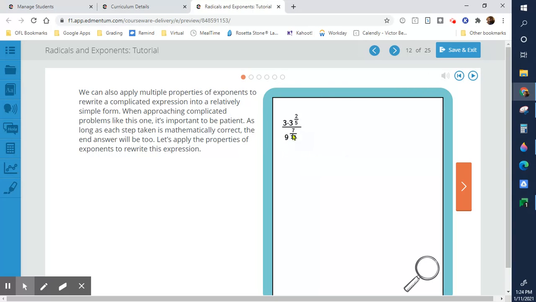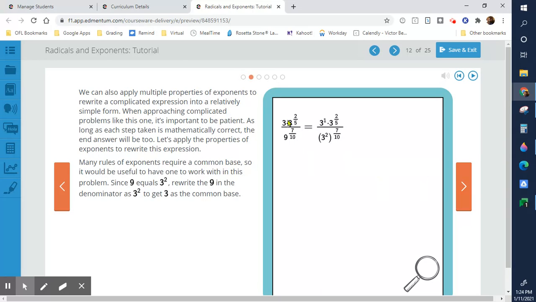And this 9 looks very weird compared to this 3 right here, right? I find it funny that Edmentum did this, they really shouldn't have, because why don't you just reduce this 3 and this 9? But I think that is a little complex. So let's pretend this 3 is in here for now. We only have one 3. This is a 3 and that's a 9. How do I change this? Well, 9 is just 3 squared, so we can change that to 3 squared.